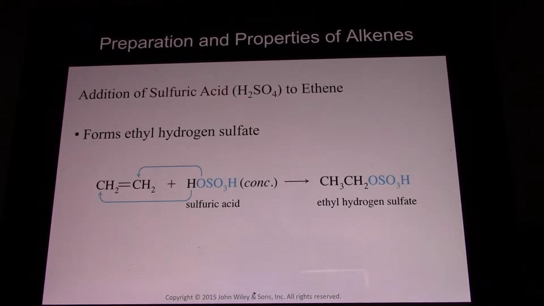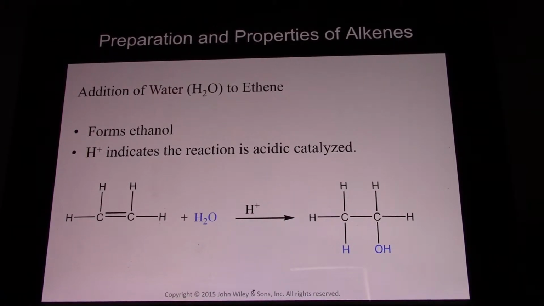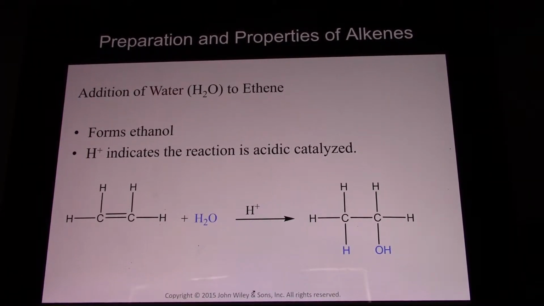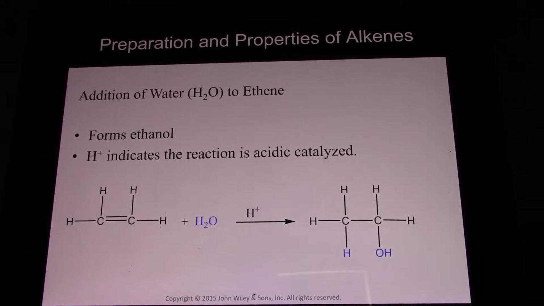Sulfuric acid is added the same way. First, the double bond attacks H. You have C plus and sulfate attacks. In general, in chemistry, when we say attacks, we mean the compound with more negative charge. Those electrons bump in, they attack the one that's more positively charged.